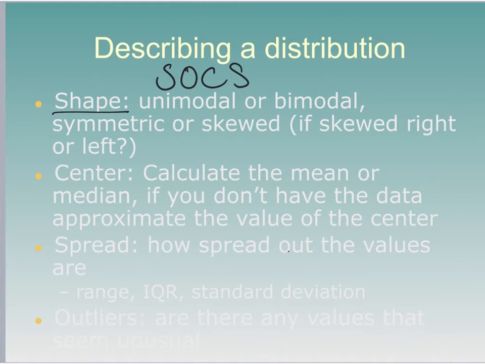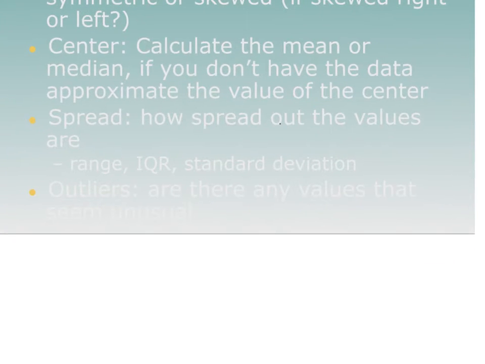The spread, how spread out are the values? Measures of spread are range. Range is the max minus the min. Okay, the biggest mistake students make when they talk about range is they say the range is from 1 to 10. No. If the data goes from 1 to 10, the range is 9. We subtract them. It's a single value. Okay.